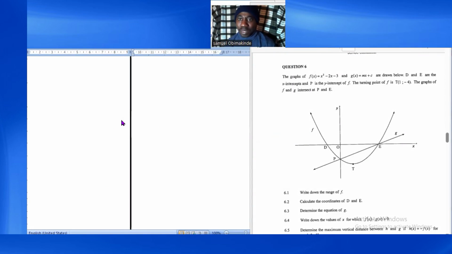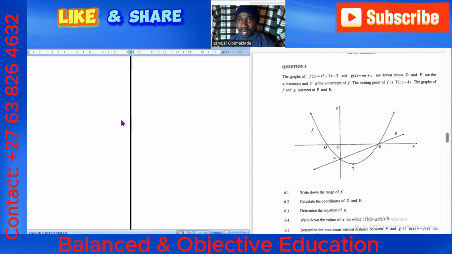Question 6. The graphs of f(x) = x² - 2x - 3 and g(x) = mx + c are drawn below. D and E are the x-intercepts and P is the y-intercept of f. The turning point of f is T with coordinates (1, -4). The graphs of f and g intersect at points P and E.